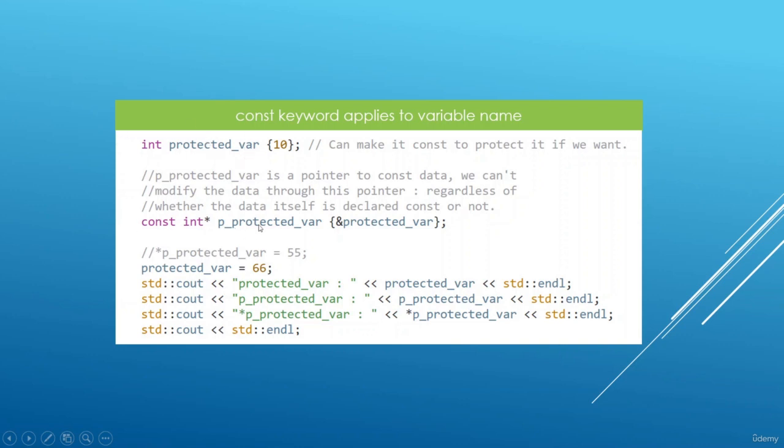The const here is going to be protecting the p protected variable name here, and it has nothing to do with the constness of the protected var here. I really hope this makes sense. So if we try and dereference the pointer and try to change the value inside, we're going to get a compiler error, but we can use this variable and change what is inside. And this is going to work. And I really want you to make these things really clear in your mind.